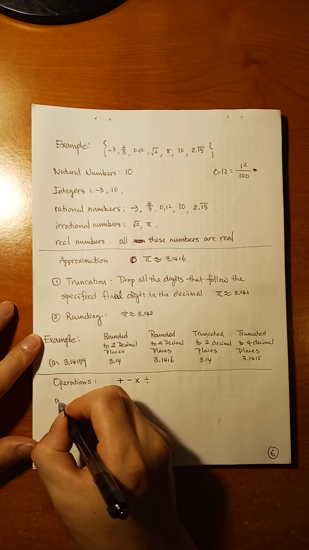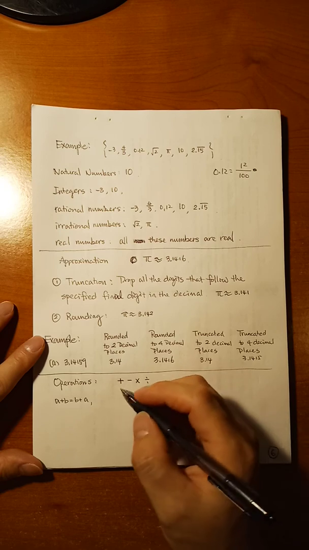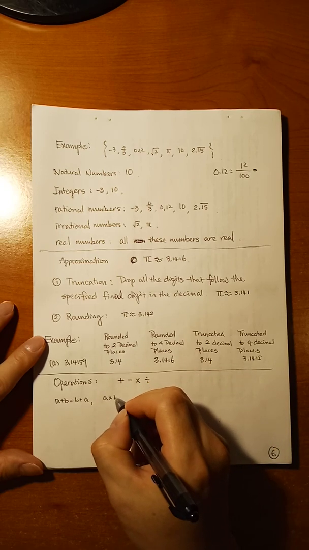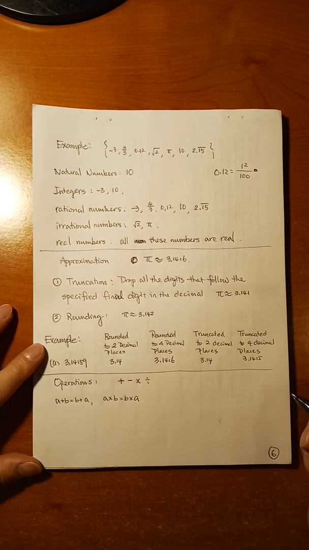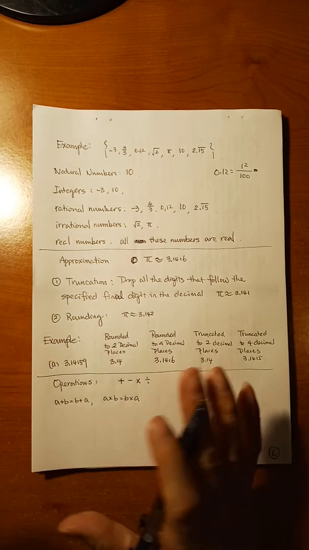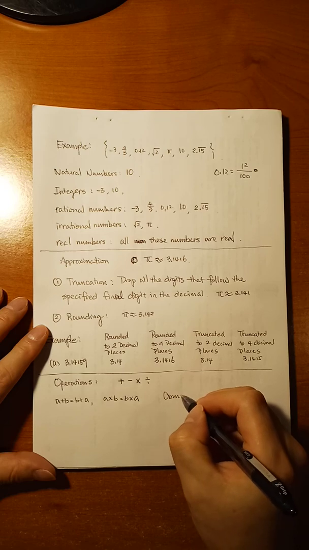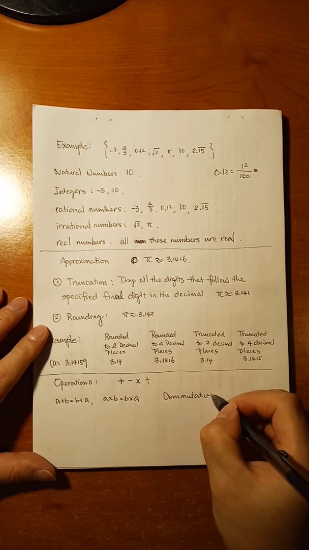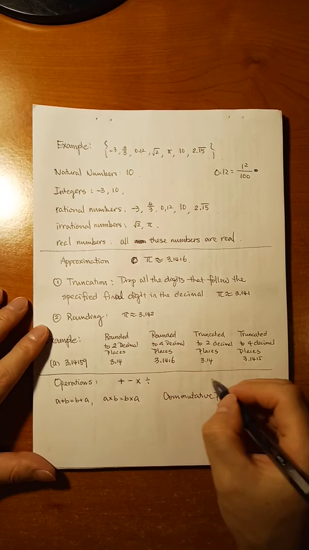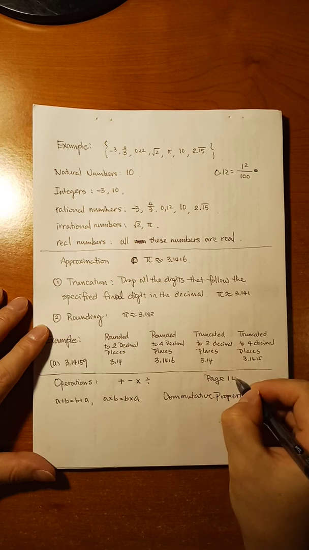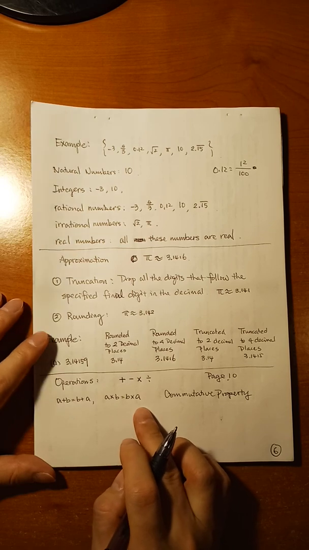And we know that for the addition, it does not depend on the order. A plus B is equal to B plus A, and the product has the same property. A times B is B times A, and this is the so-called commutative property. And all these things are on page 10. Check page 10.